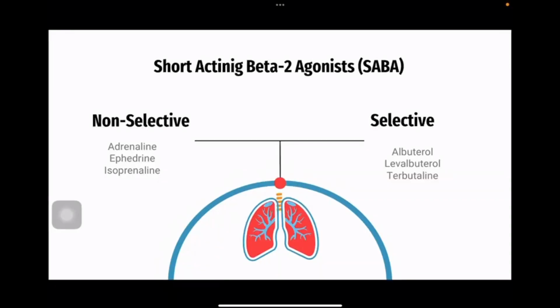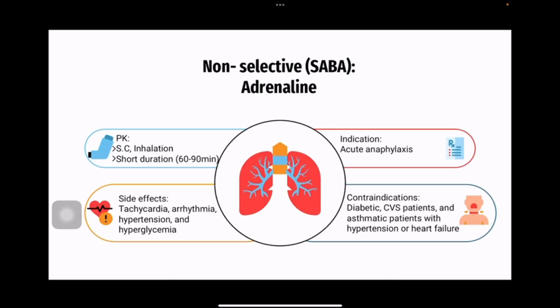I'm Riyadh Isbaiti, and today I'm going to talk about the first class for treating COPD, the short-acting beta-2 agonists. We have two subclasses, the non-selective one and the selective one. The non-selective one, as we know, is adrenaline.